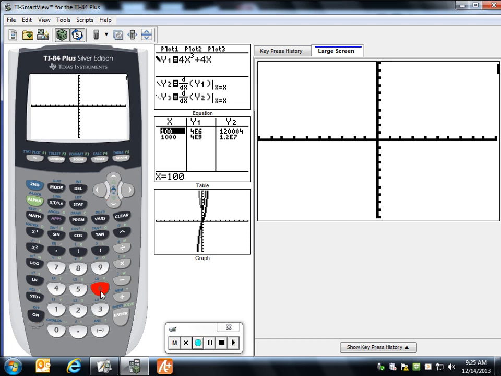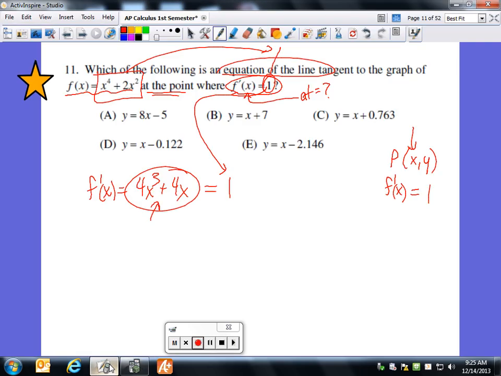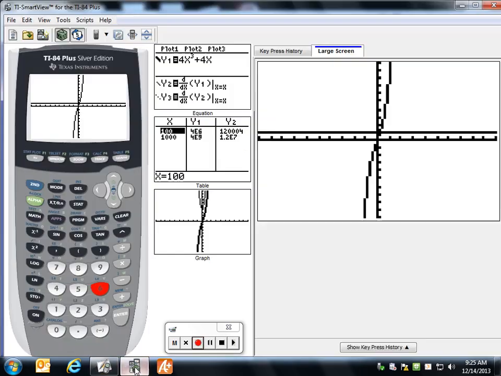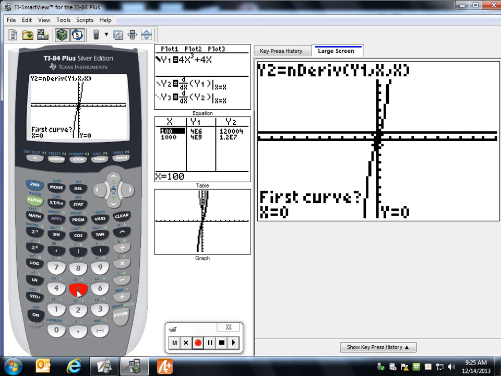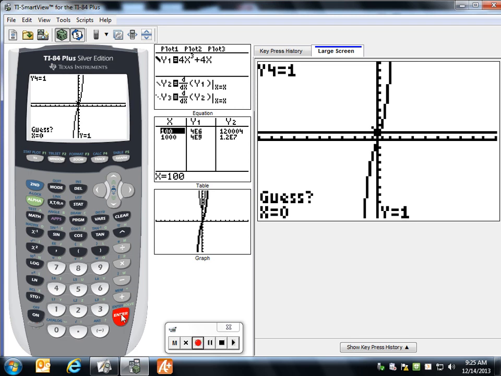let's let that populate, and as we're letting it populate, let's remind ourselves why we're looking at these graphs. We're looking at this as f prime of x, and then here comes y is equal to 1, the f prime of x that was given to us. So now we're going to find the x value. When I press second calc 5, that's the intersection, first curve, second curve, and guess, so I can just press enter, enter, enter. It will tell me what this x value is.